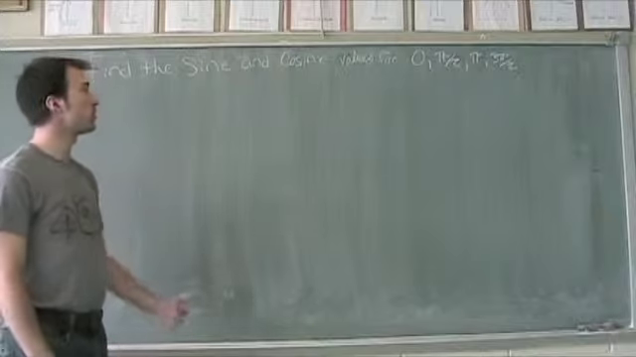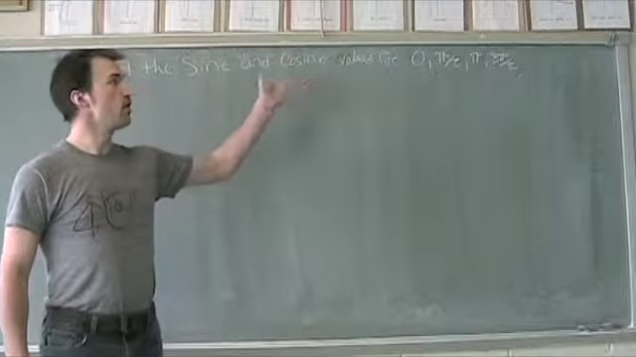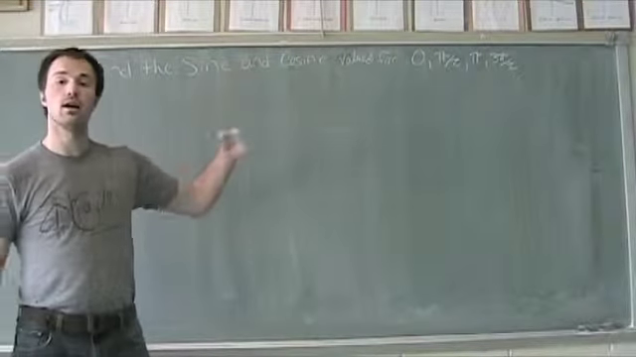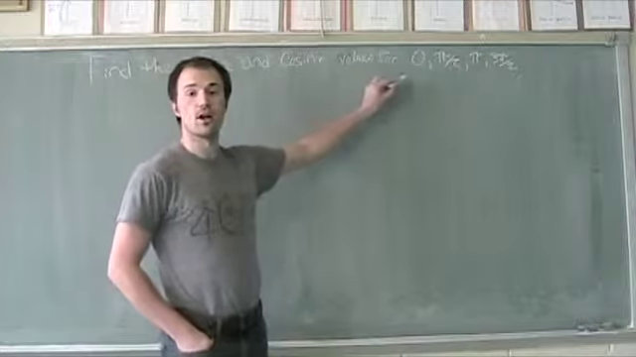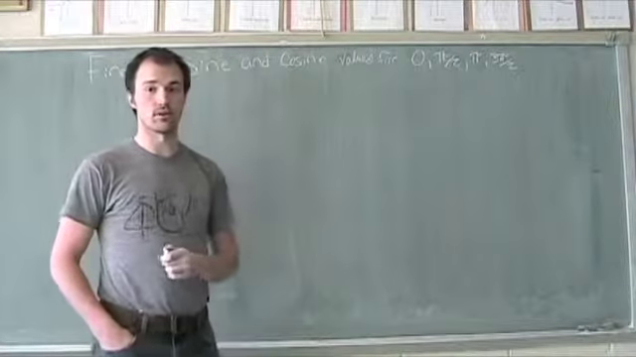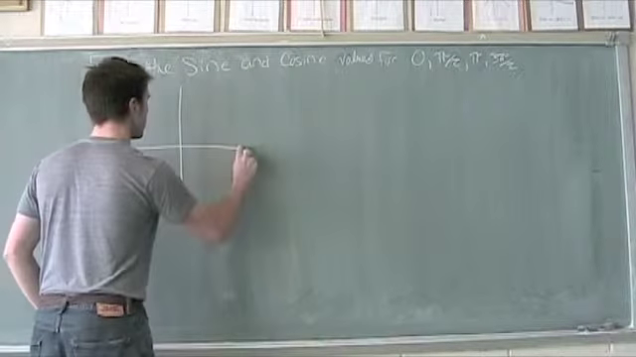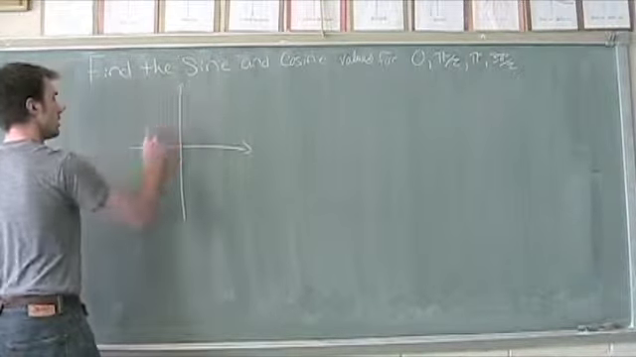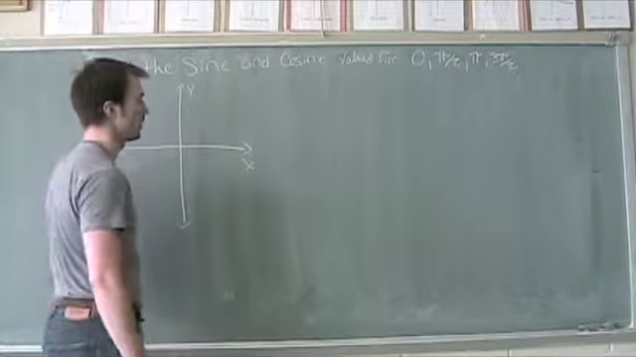In this video, we're going to be looking at finding the sine and cosine values for 0, pi over 2, pi, and 3 pi over 2. You probably noticed that because we don't have a degree measurement, we're working with radians. Okay? So, let's put up our Cartesian plane here.